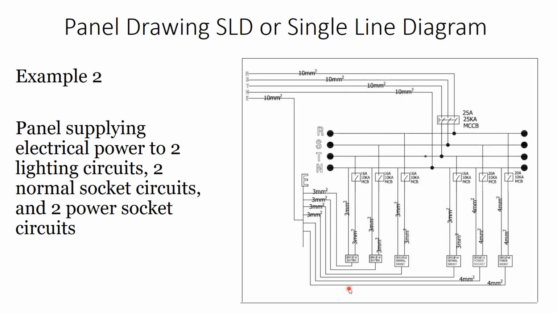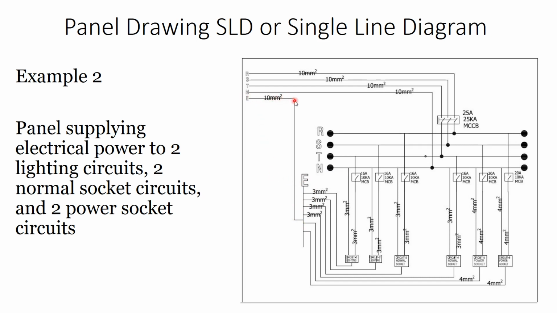Let's see another example. This is the second example. We have 10 millimeter square, 10 millimeter R, S, T and neutral and earthing. So this is the 3 phases going to a 3 pole circuit breaker, molded case circuit breaker. Then the outgoing, similar to before, going to a bus bar, the phase and neutral bus bar, and we have an earthing bus bar here.